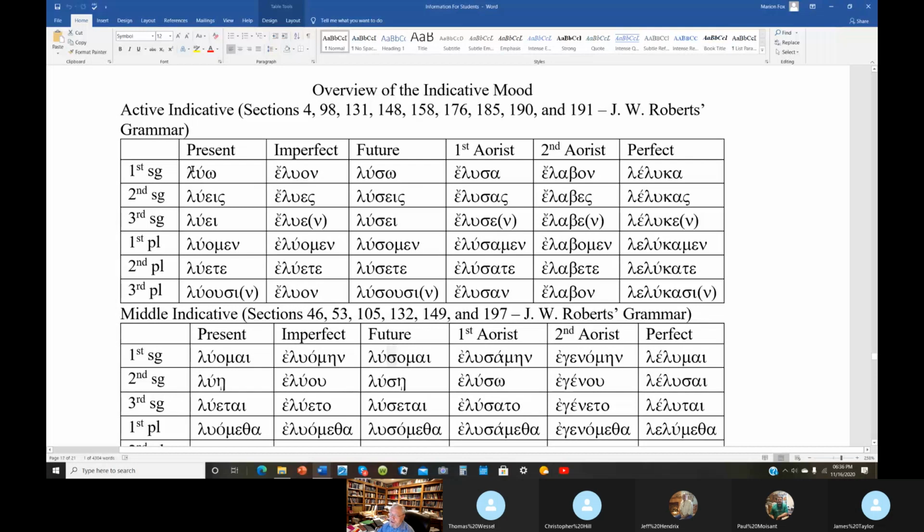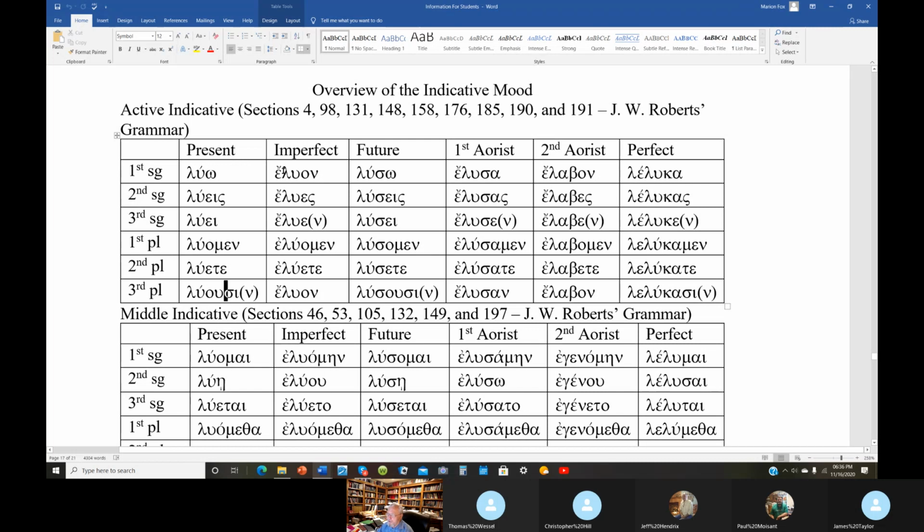All right. So here's our stem. That's our verb stem right there, lu. And so we have lu, and we put o, eis, ei, omen, ete, ousi. That's our basic form. So you have your stem, just add o, eis, ei, omen, ete, ousi. And that will be your present tense, and that will be active voice. It's not labeled here active, is it? Okay. But this is active voice, okay?